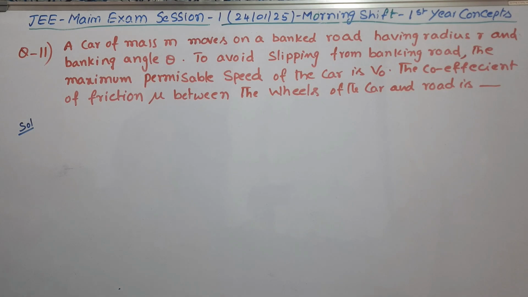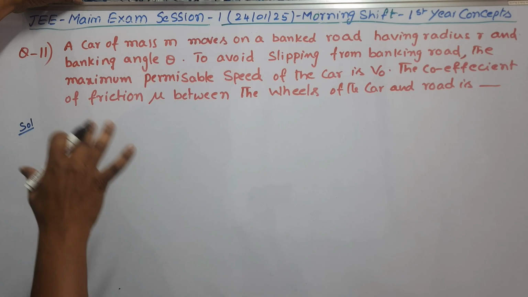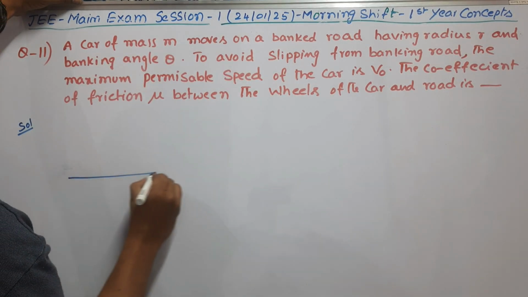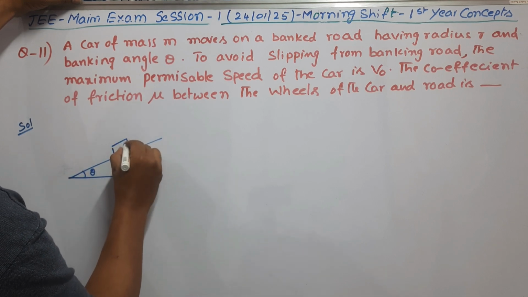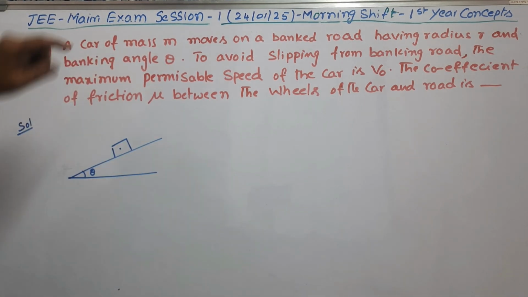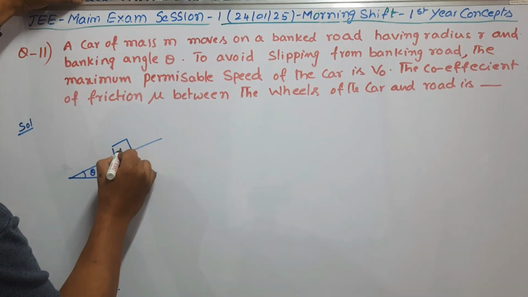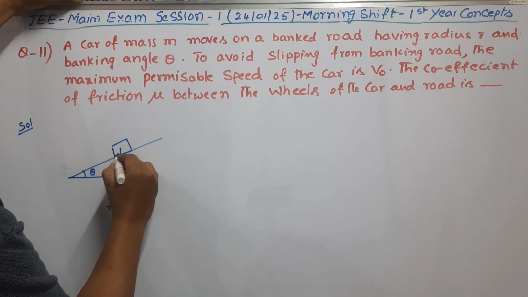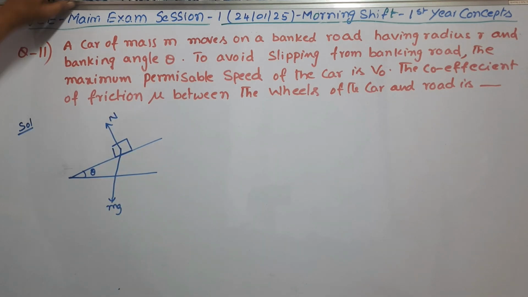This is asking us to first draw a diagram, so it is very easy to understand. A car of mass m is moving on a banked road. This is the banked road, and this is called the banking angle. Its weight always acts vertically downward, you know very well. Due to surfaces in contact, the normal reaction acts perpendicular to the surface. This is the direction of the normal reaction.